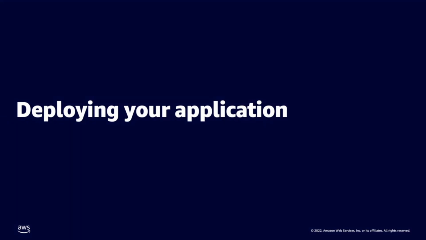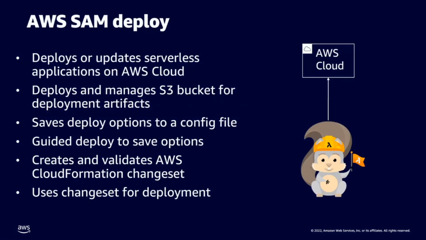Okay, so what have we done up till now? We've created our application, we've prepared our template to work across multiple environments, and we've learned how to build the application and prepare it for deployment. So our application's ready to go, so how do we deploy it? All we're going to do is go into the SAM CLI and run sam deploy.